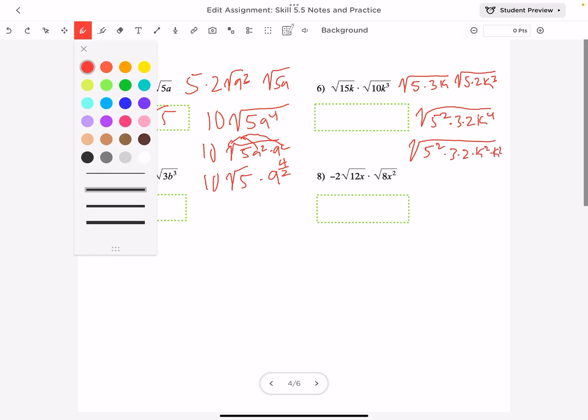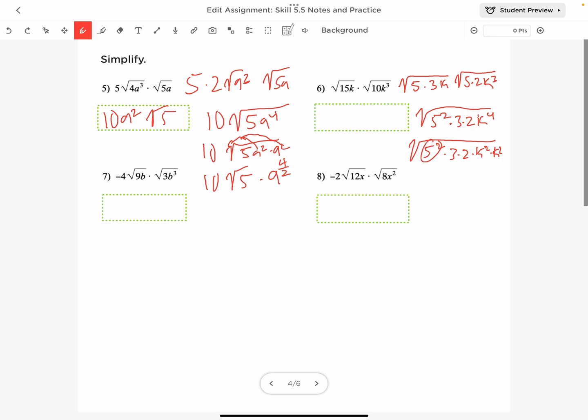And so our 5, oh, I meant to change colors. Our 5 squared can come out, our k squared can come out, and our other k squared can all come out. And then what's left is 3 times 2.